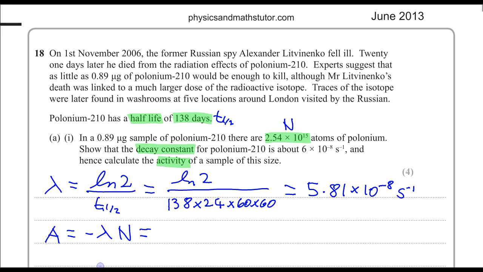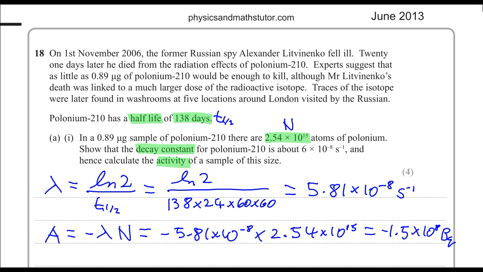But once we decide that this is the equation which will be useful, we can just put the numbers that we have in, and that will be the lambda that we just found, which is 5.81 times 10 to the minus 8 times the number present, 2.54 times 10 to the 15, and that will give us minus 1.5 times 10 to the 8 becquerels.